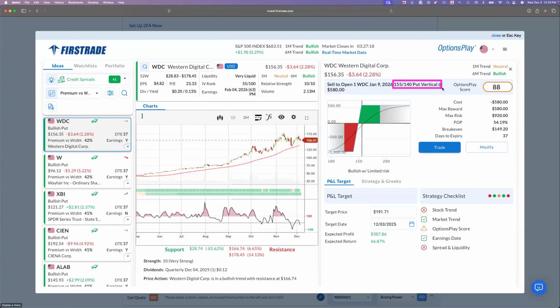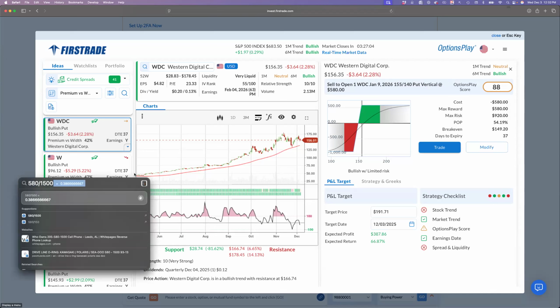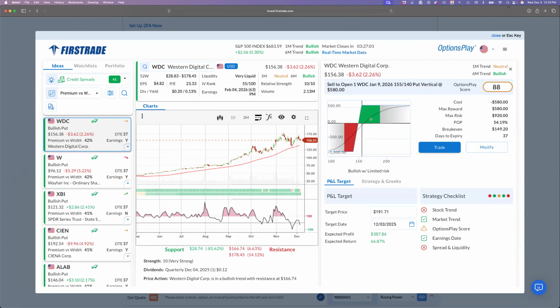This put spread that we're selling on January 9th, the 155/140 put spread, collects $5.80 on a $15 wide credit spread. So let's do a little bit of math here. $5.80 on a $15 wide credit spread is a little over 38% of the vertical width. And then let's just look at a few other ones.